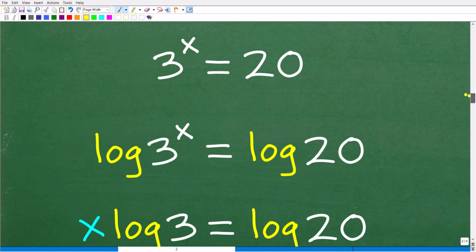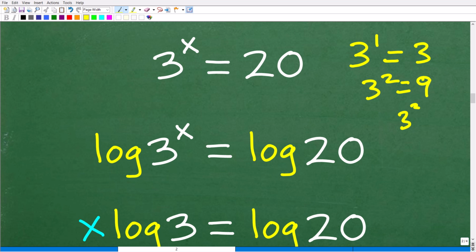Now that you understand logarithms and you understand that we're going to need to use logarithms to solve an exponential equation, we can actually solve this problem. So here is the problem. Here's where we first look at the problem: 3 to the x. What is this equal to? We kind of did a little experiment. 3 to the first, that's not going to work. 3 to the second, that is 9. 3 cubed, that's 27. So how can we solve for x?